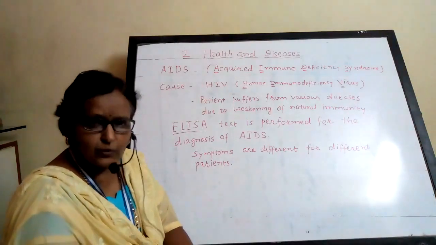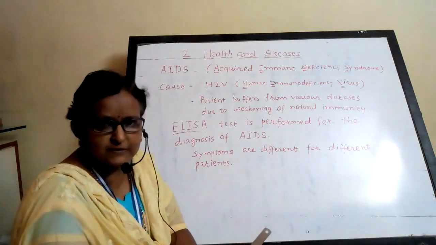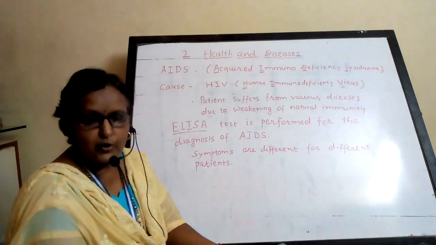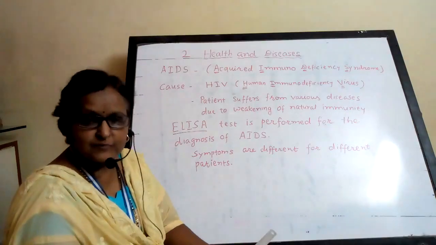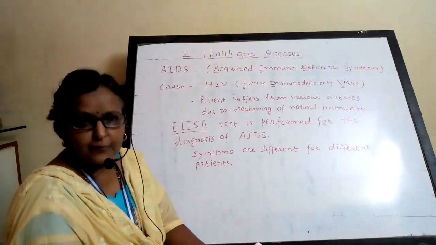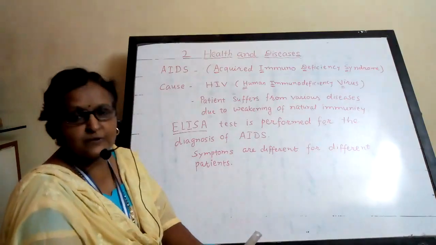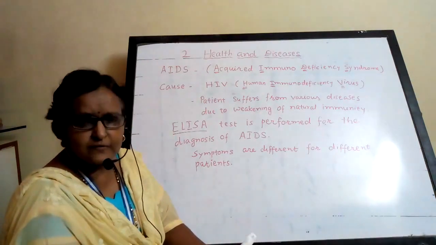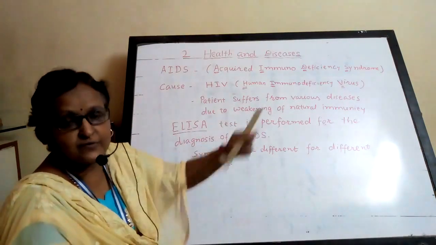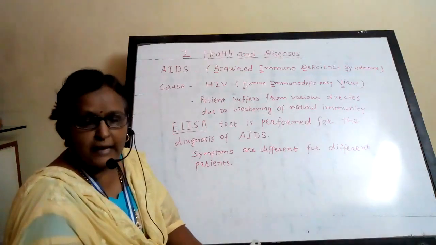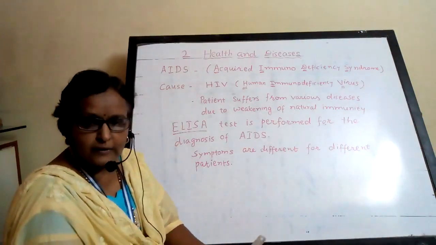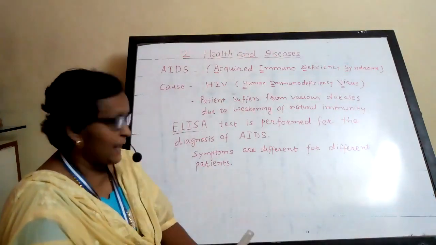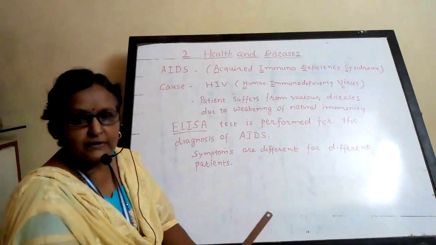And so there are no specific symptoms for this disease, unlike what we have seen for swine flu, cholera, and jaundice, where the symptoms are specific. But here the symptoms are different for different persons or different patients. Different diseases occur to that person due to lack of immune system or deficiency in the resistance power. So specific symptoms are not there for this disease. Person to person they are different.